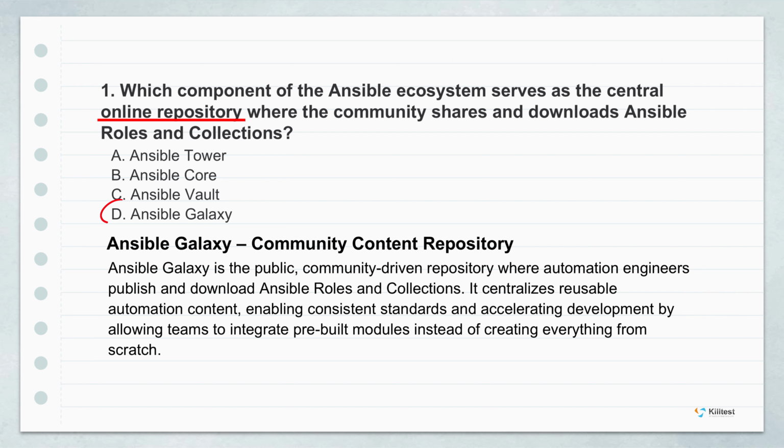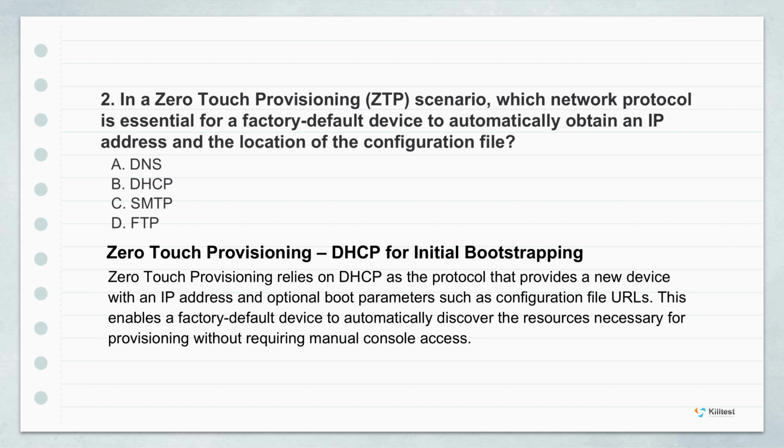Fantastic. So we've written our playbook, maybe pulling some roles from Galaxy. Now we need to deploy. And the gold standard for deployment is zero-touch provisioning, or ZTP. The goal is simple. Plug a device in, and it gets its config automatically. But before any custom scripts or configuration files are pulled down, what is the absolute first protocol step that a factory default device has to execute?